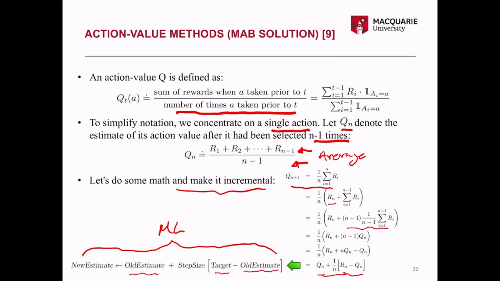You subtract it from our old estimate. This will give us an error. And this error with a step size can update our old estimate, which can give us a new estimate. And if we do this iteratively enough, it will update our algorithm.